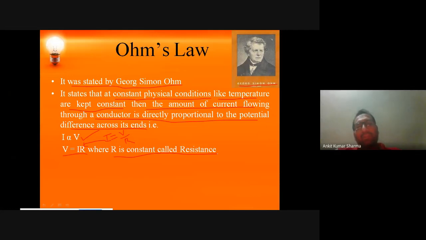So George Simon Ohm gave Ohm's law, which states that at a constant physical condition, the amount of current flowing through a conductor is directly proportional to the potential difference across it. So I is directly proportional to V, and this proportionality is removed by using the constant 1 by R, and finally we get V equals IR, and R is a constant here, which is called resistance.